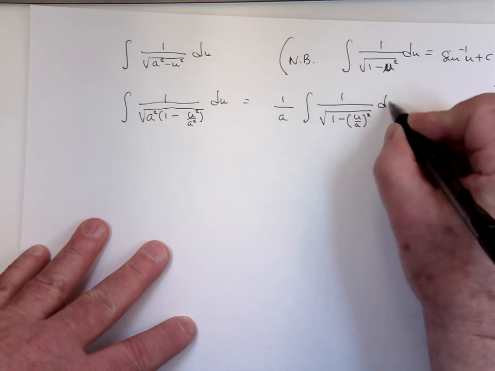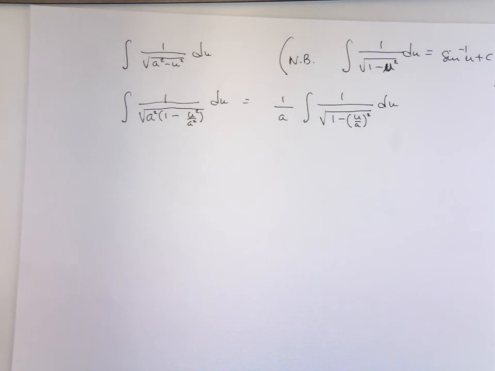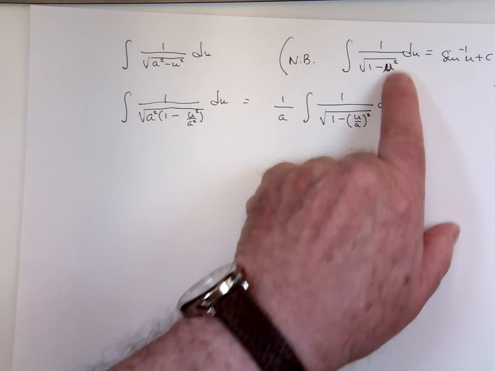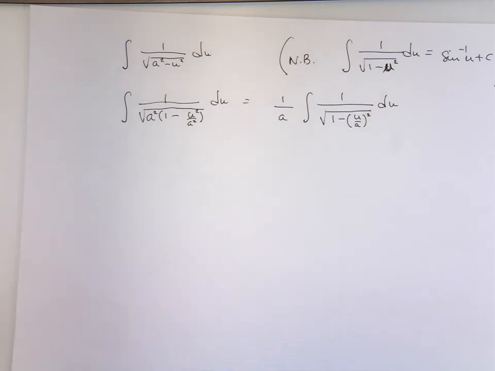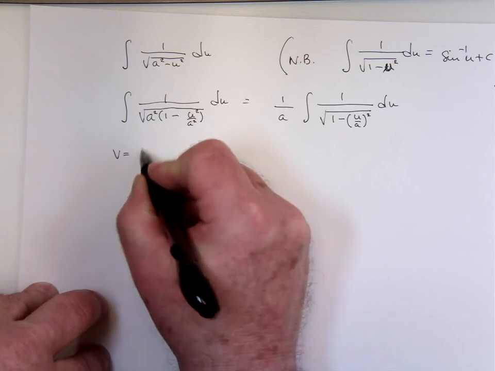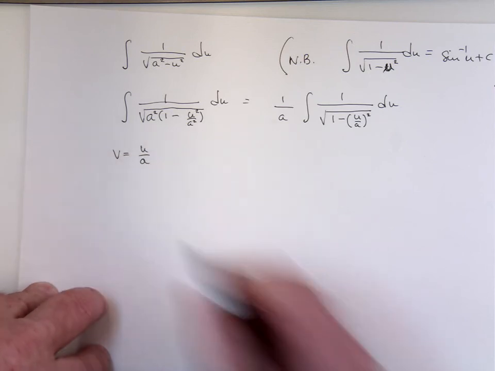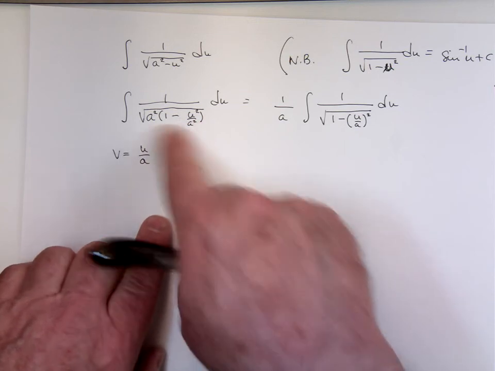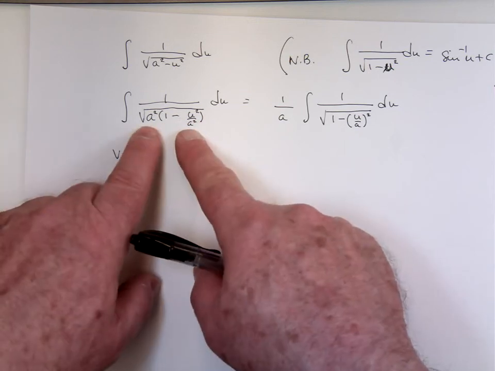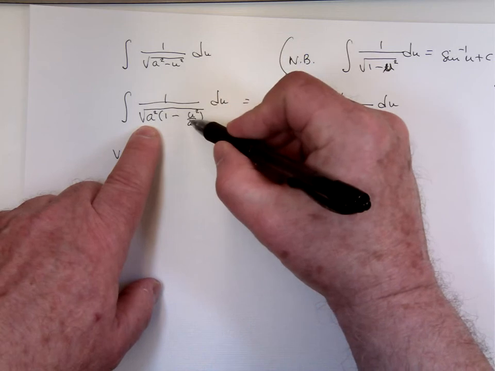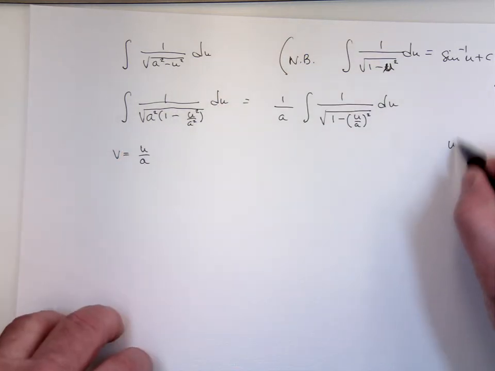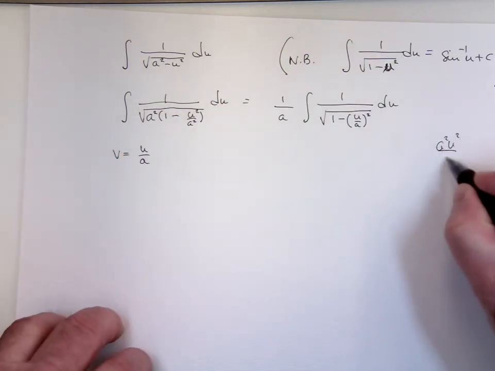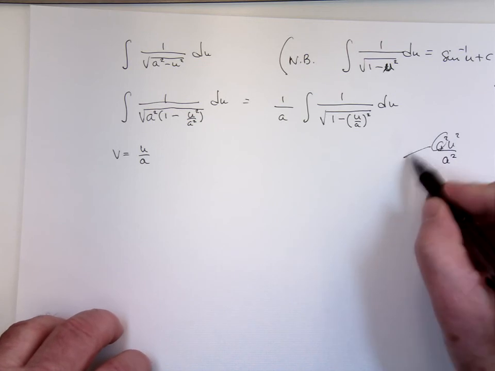That's what I have right now. I want to get it into this form. I can get it into that form by letting v equal what? U over a. You bet. Nice. Now, how did you get the u squared over a squared? If you think of u squared as a squared times u squared over a squared, and then take the a squared out, you get u squared over a squared left.